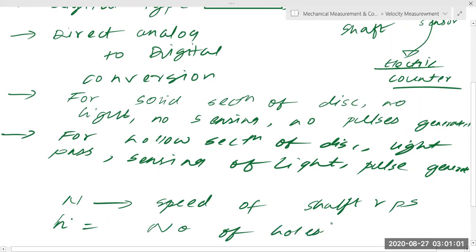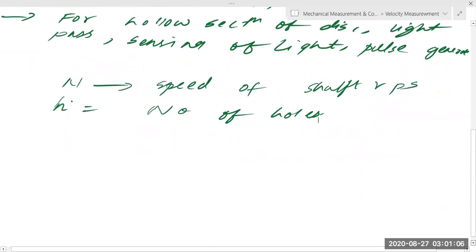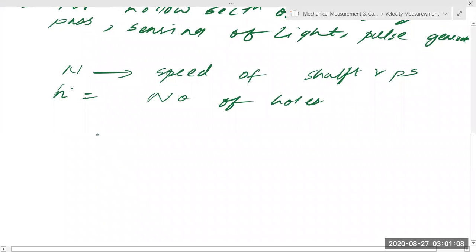Now there is one more thing. One thing is the speed of the shaft, the second is the number of holes. Speed of the shaft you have written in RPS. One more thing that will come into consideration is the number of pulses that are generated. This is very important to understand: the number of pulses generated per second.